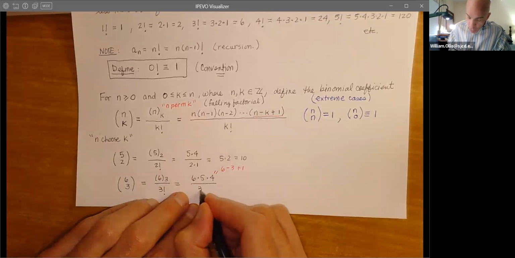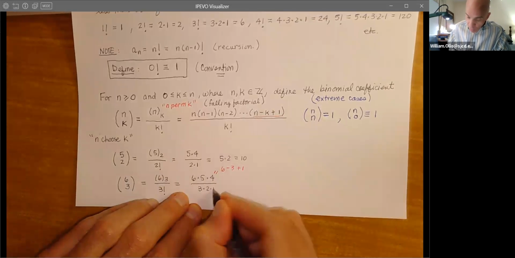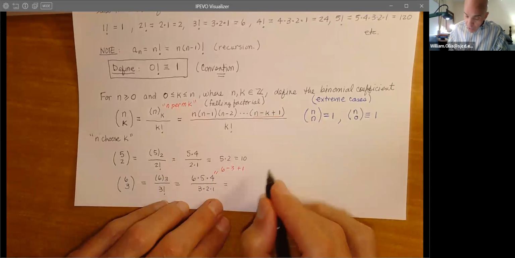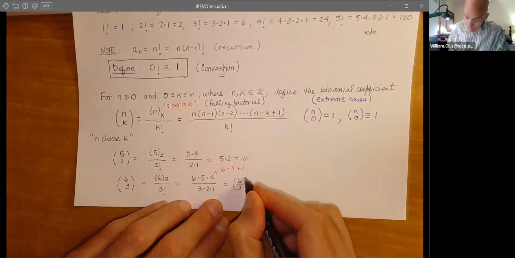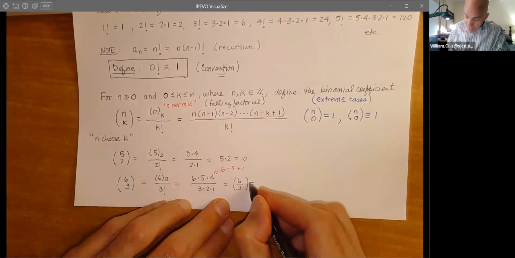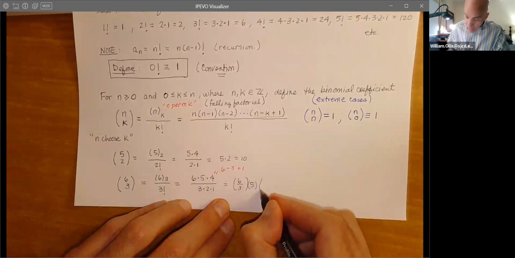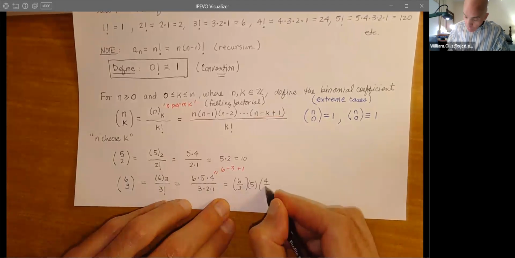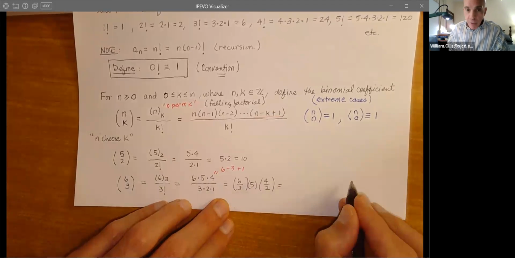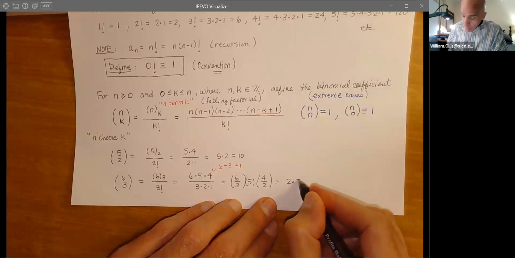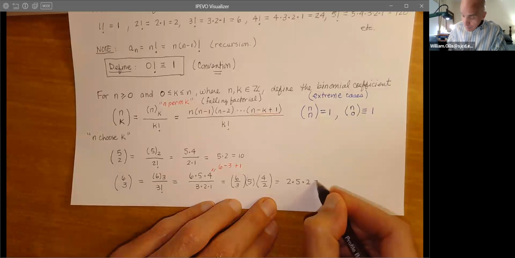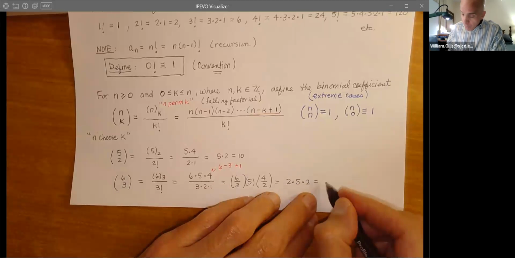And then 3 factorial is 3 times 2 times 1. Now, of course, you can pair these up. We have 6 over 3. And then the 5 is just that nice prime number. And then we have the 4 over 2, just to pair them up when it's easy to do. So this will give us a 2 times a 5 times a 2. So that's a 4 times a 5, which is a 20.